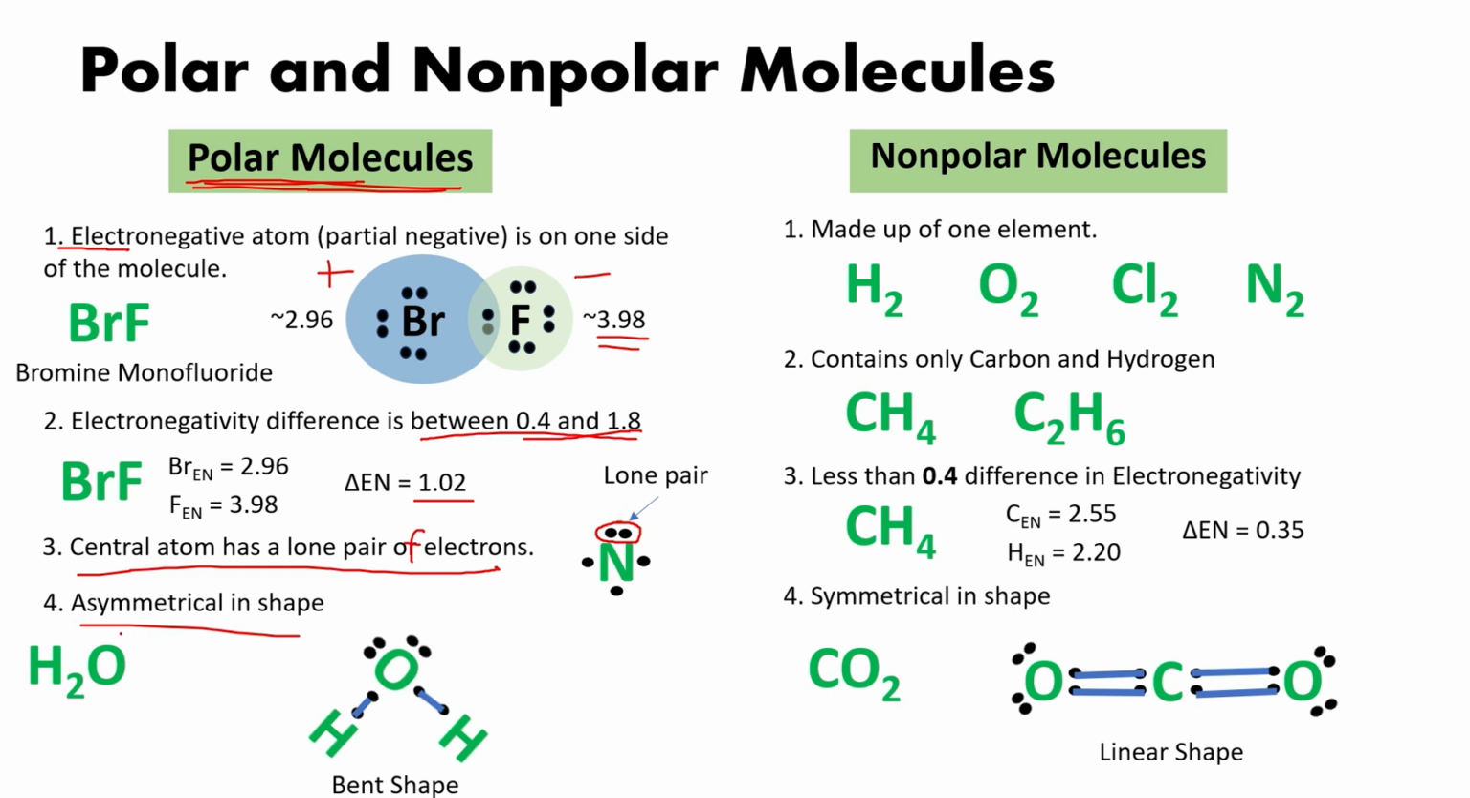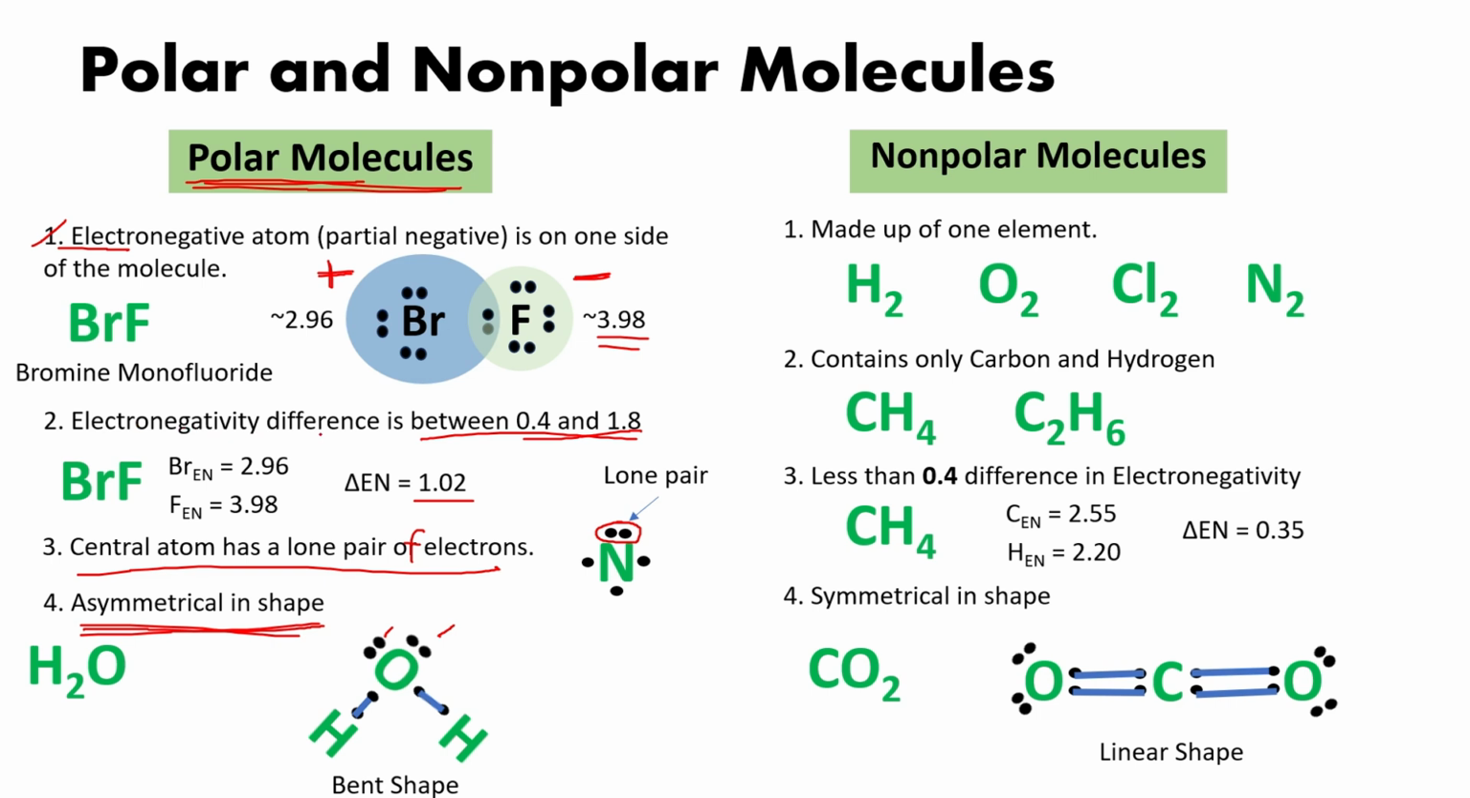Then you need to check if it is asymmetrical in shape or not. If it is asymmetrical in shape, then even though it has two lone pairs, that is considered a polar molecule as well. Okay, so again, let me repeat the conditions that you need to remember to indicate if it is a polar molecule or not. The electronegative atom is on one side of the molecule, so this is the partial negative, and of course the partial positive is on the other side, the opposite side.